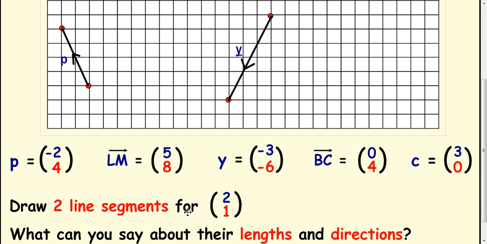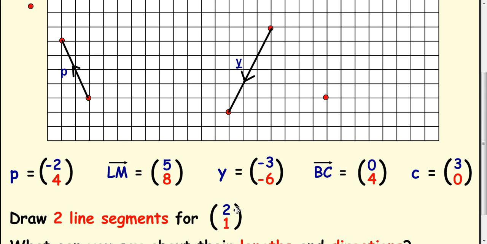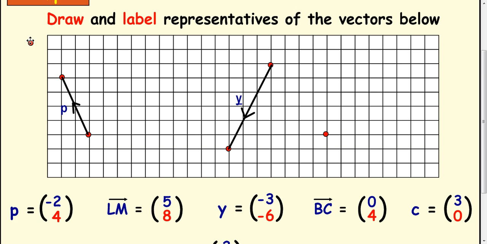Now if I was to draw 2 line segments for (2, 1), then I'll do that quickly. So starting here, and (2, 1) means 2 along, 1 up. So 2 along, 1 up. That would be your vector. If I was to draw another one, 2 along and 1 up, you can see that they're exactly the same.